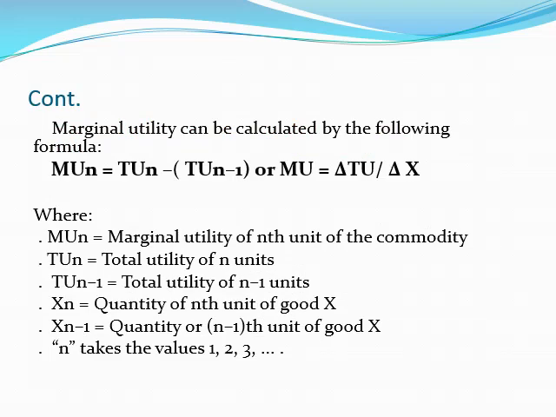Marginal utility can be calculated by the following formula: MUn equals TUn minus TUn-1, or MU equals the change in total utility over the change in X, where MUn is the marginal utility of the nth unit of the commodity, TUn is the total utility of n units, TUn-1 equals total utility of n minus 1 units, Xn equals quantity of the nth unit of good X, Xn-1 is the quantity of n minus 1 units of good X, and n takes the values 1, 2, 3, etc.